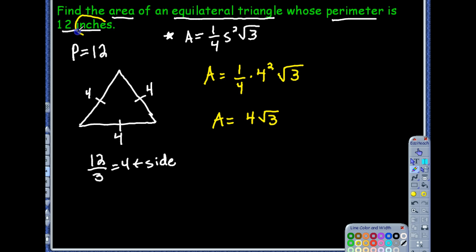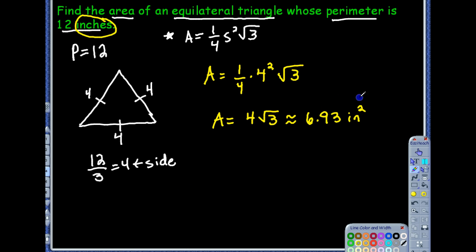Now, there are units. So do you think we'd want a rounded answer possibly? Probably want a rounded answer on this one. If it doesn't tell you how to round, I usually just do 2 decimal places. So we get like 6.9282, etc. So 6.93 would be a good way to round that. And this is inches squared.